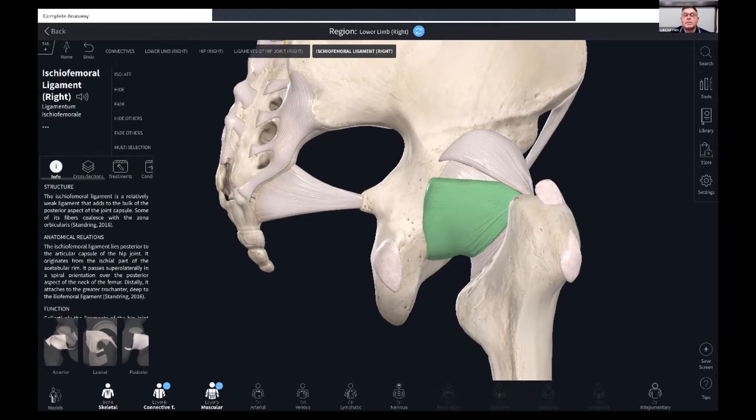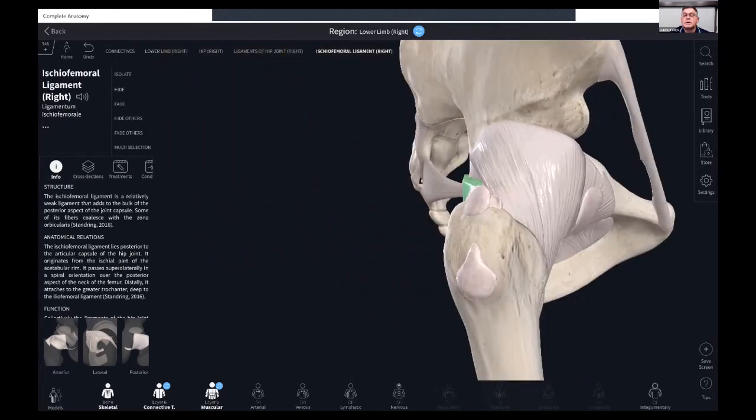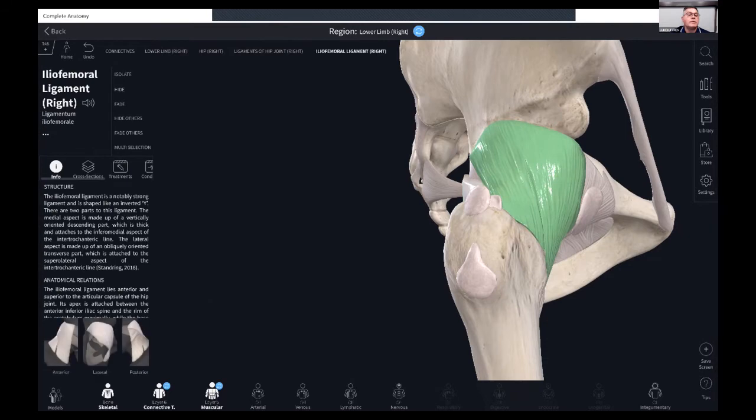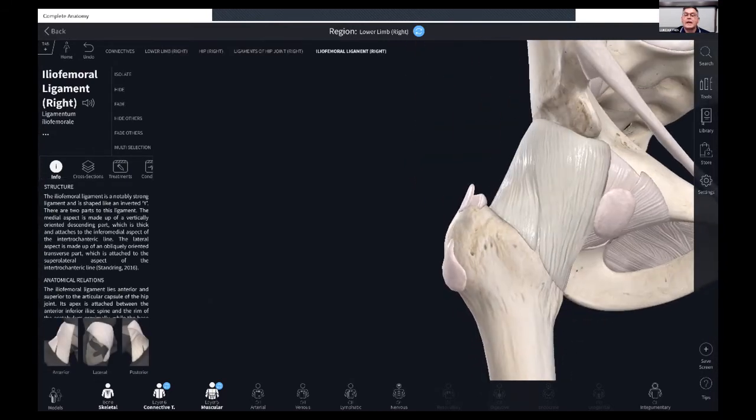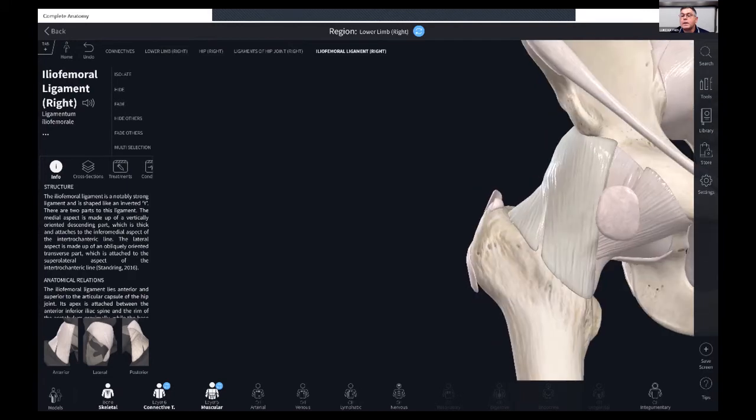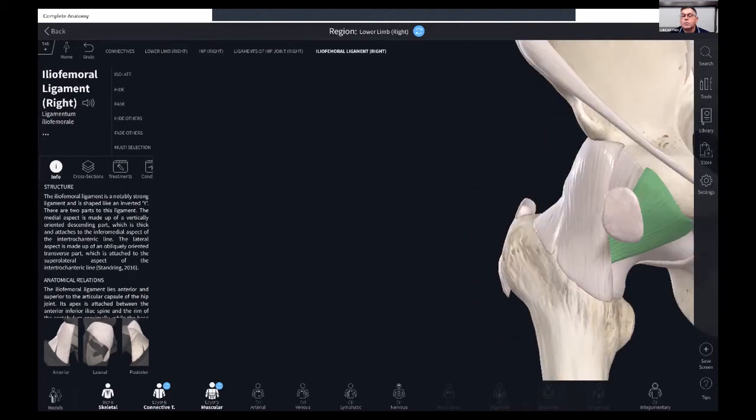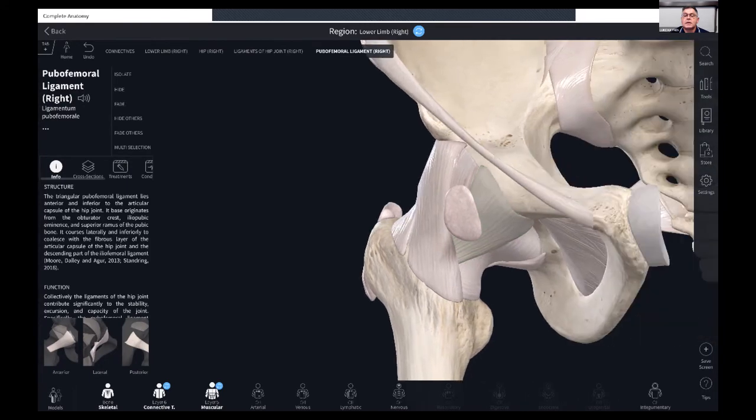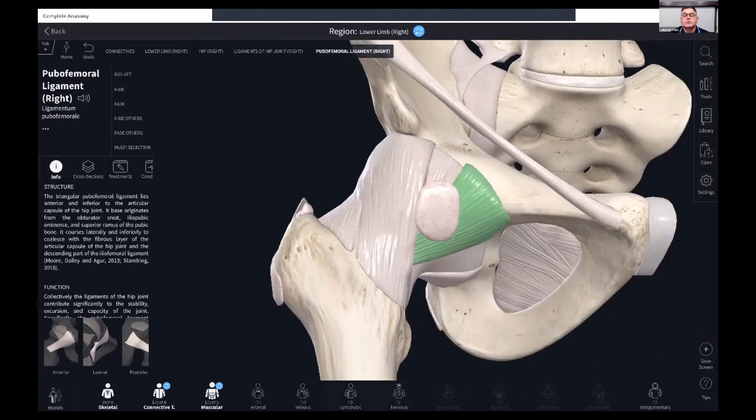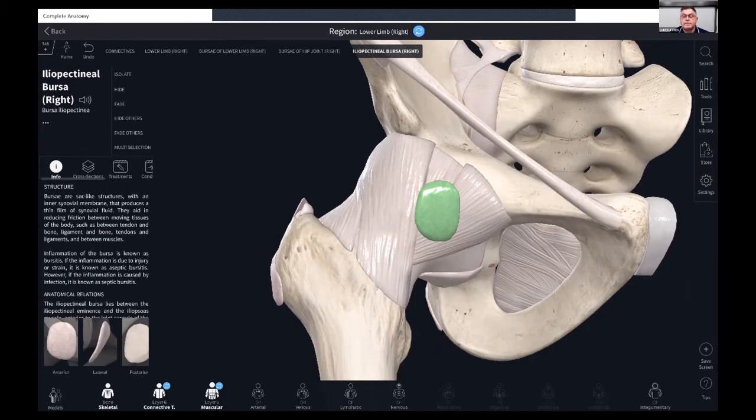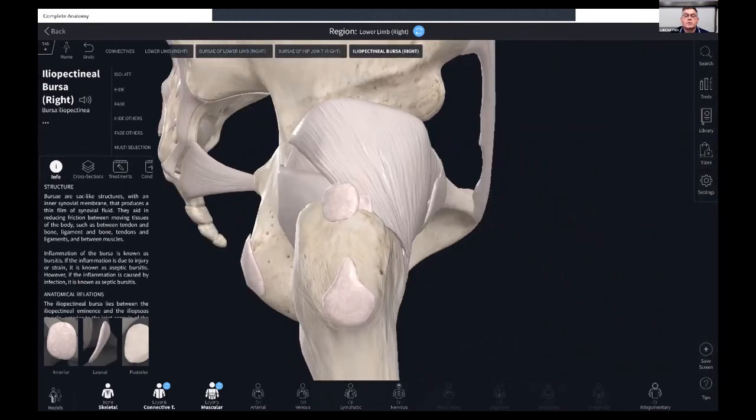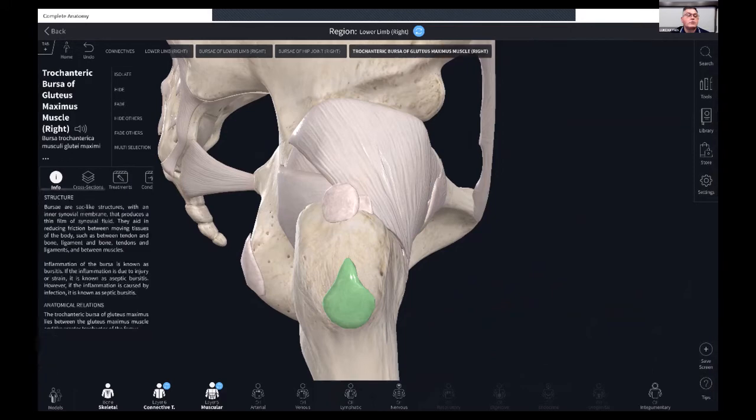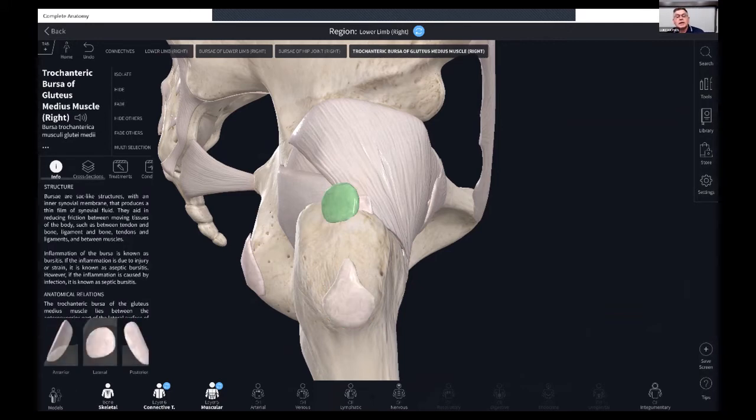We see the ischiofemoral ligament on the posterior aspect of the hip joint, and the iliofemoral ligament, or the Y ligament that we learned about. We move further anterior, we get to the pubofemoral ligament. Of importance, we'll also see the iliopectineal bursa. Let's see, we also have the greater trochanteric bursa, or the trochanteric bursa of the Gluteus Maximus, the trochanteric bursa of Gluteus Medius, and the bursa of Gluteus Minimus.